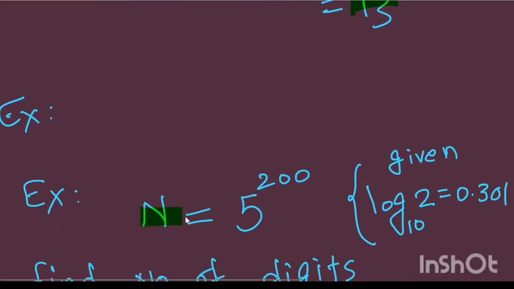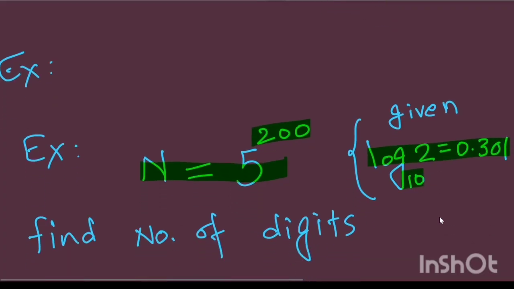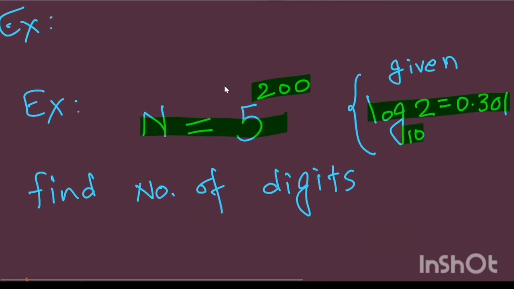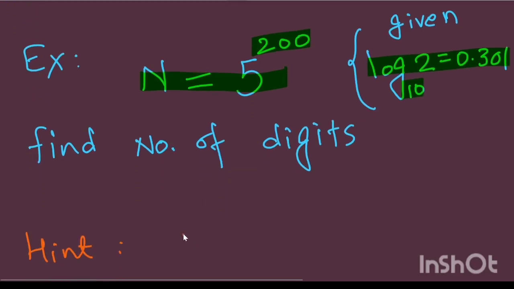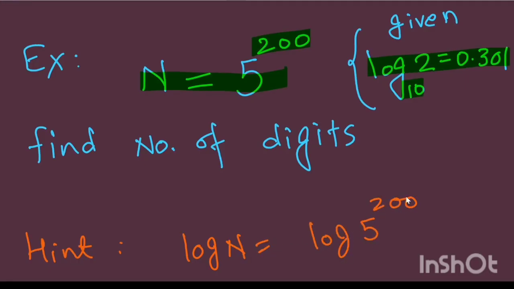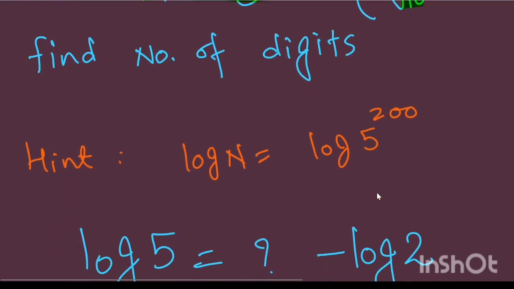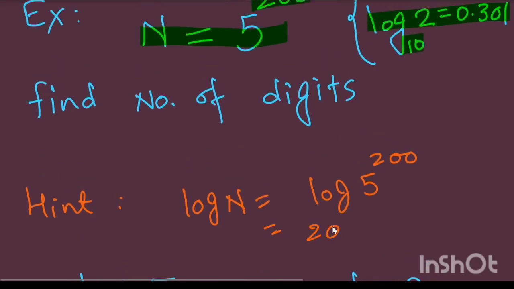Now if n is 5 to the power 200, log 2 is 0.301. How can we find the number of digits? So guys, what should be the hint to this? Because 5 is there, when you take log, log n will give you log 5 to the power 200, and 200 into log 5. Okay, so log 5 is not given, but log 2 is given. So how can we do this question, guys?